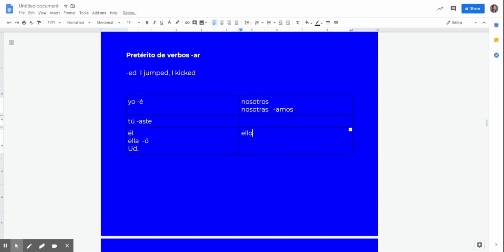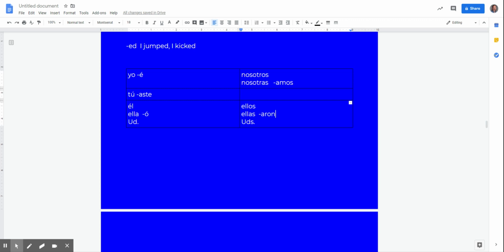Then we've got ellos, ellas, and ustedes, and you drop the AR there, and instead you add aron. That's your ending for a preterite verb. So this is for every regular AR verb in Spanish in the preterite. So a couple of good examples. For example, if you want to use the verb maybe bailar, to dance.